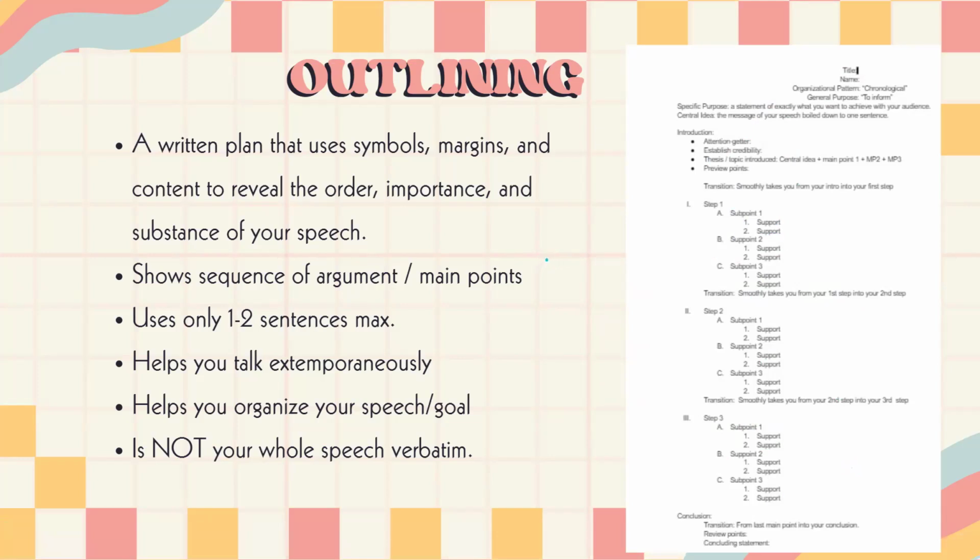But, right, so your outlining, it's just a written plan, right? It has these different symbols, it shows you the order, it emphasizes importance and what you're going to say in your speech. It shows, again, the sequence of your argument or your main points, the step 1, step 2, step 3. That's just for your demo speech because they're in steps, but step 1, step 2, step 3, those are what your main points are.